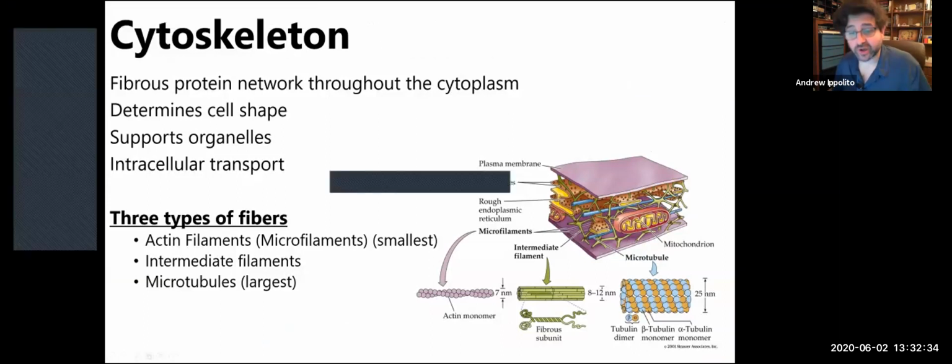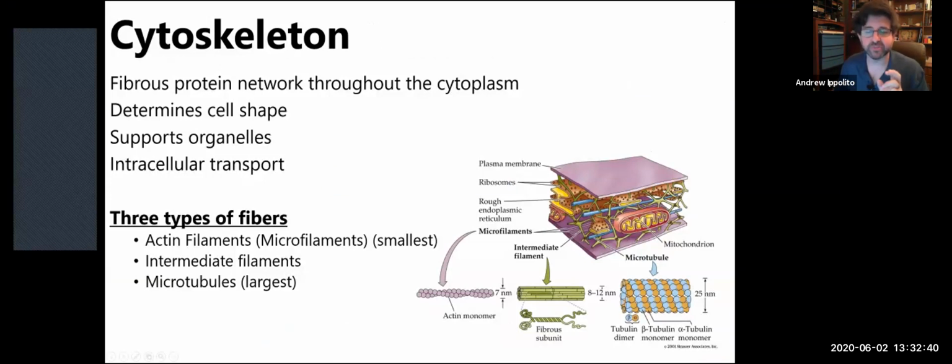Okay, so the three fibers. There's the actin filaments, which your book refers to as microfilaments. They are the smallest, okay? Then there's the intermediate filaments, and then there are the microtubules. Those are the largest, okay? So actin filaments, intermediate filaments, microtubules, and the actin filaments are sometimes called microfilaments, okay? And so we're going to go through each of these individually.